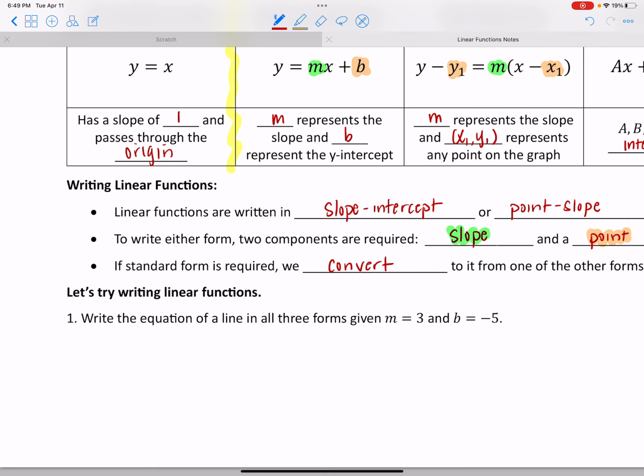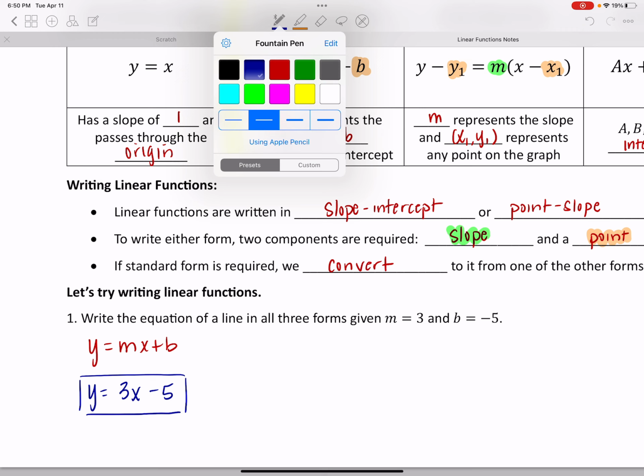So first, we're going to try to write the equation of a line, again, all three forms, and we're given m equals 3 and b equals -5. So obviously, if we have m equals 3 and b equals -5, we can easily plug into our y equals mx plus b form. So in y equals mx plus b form, we input the 3 for m, we input the -5 for b, and we're done. Okay, that would be the most convenient situation on the planet for writing linear functions.